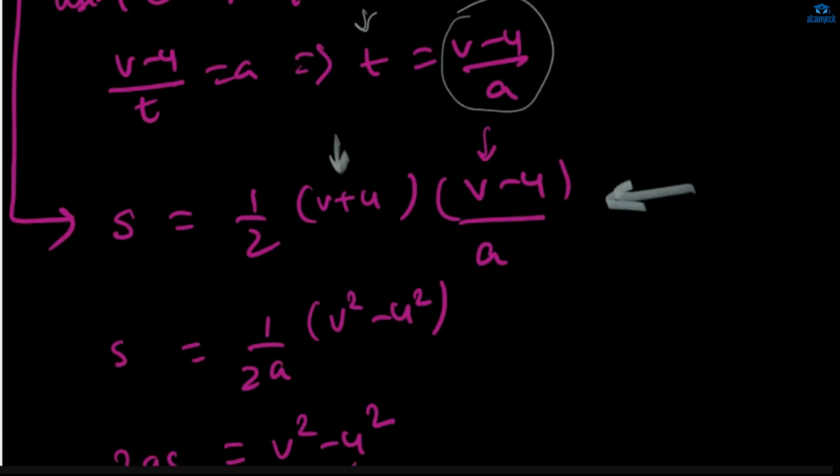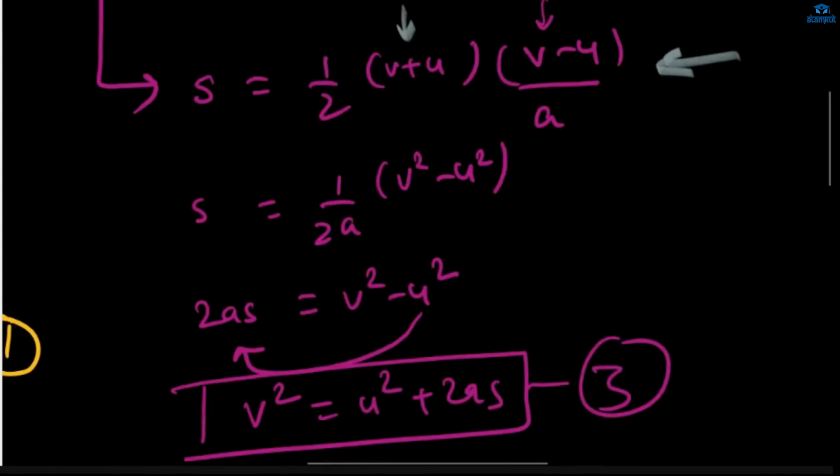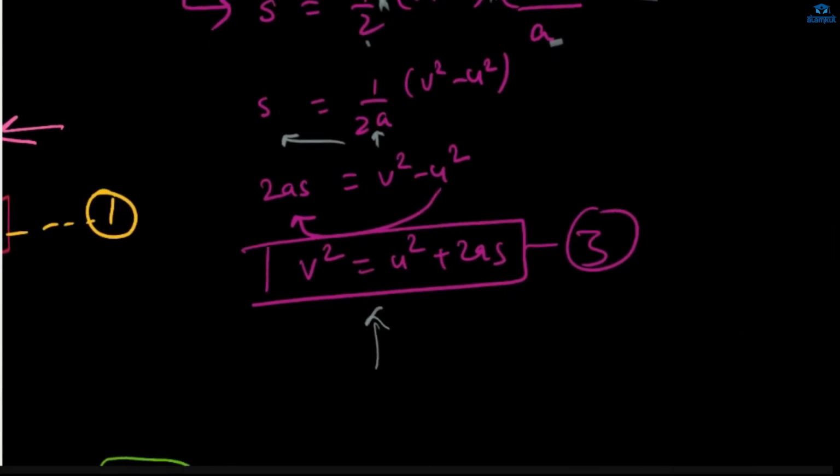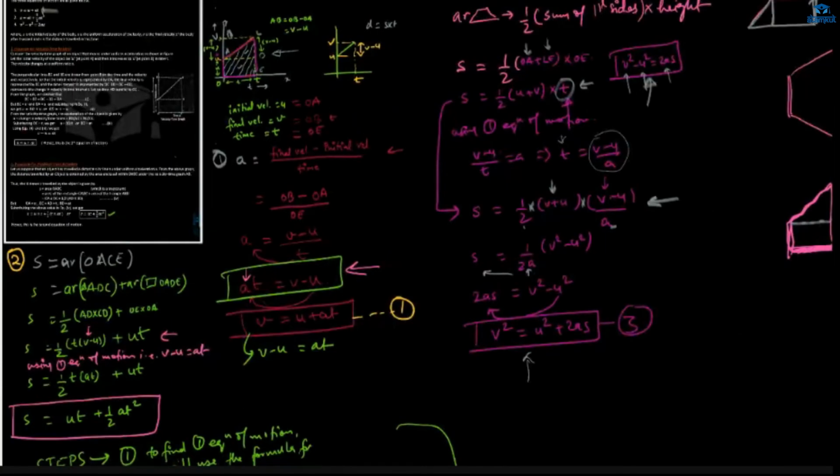Here it's already V plus U and V minus U. Using the third identity, we'll get V square minus U square, because this is multiplication. This 2 will get multiplied with A, giving 2A, and then this 2A will be brought to the other side, forming 2AS is equal to V square minus U square. Then we'll get our equation.